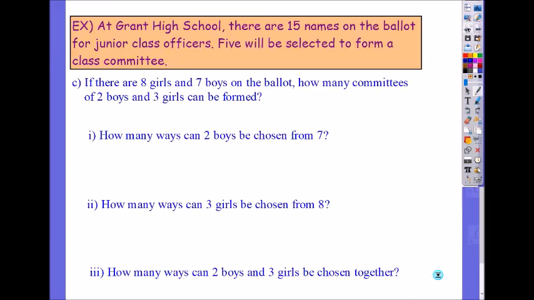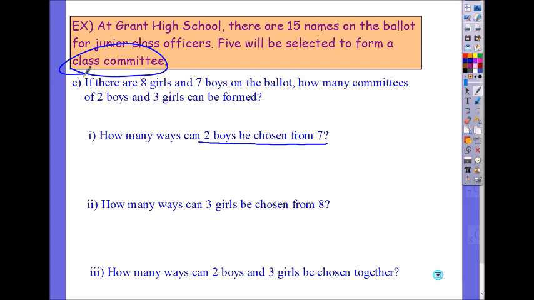Oh, last one. So again, at the same high school, there are 15 names on the ballot for junior officers. 5 will be selected to form a class committee, okay? But the question is, if there are 8 girls and 7 boys on the ballot, how many committees of 2 boys and 3 girls can be formed? So first, let's find how many ways can 2 boys be chosen from 7. Does the order matter? No. They're just choosing the committees, right?